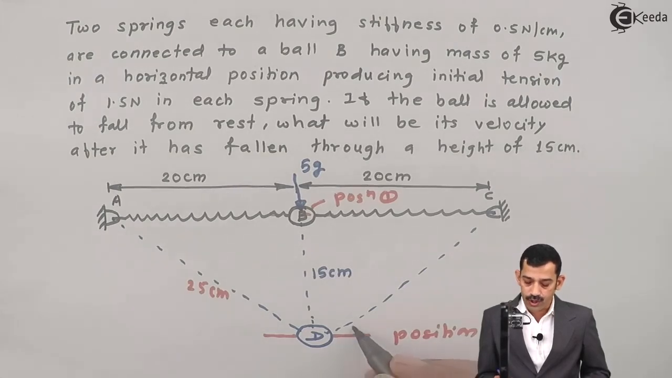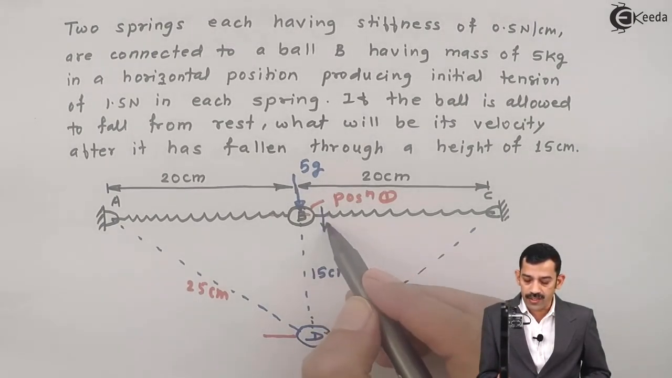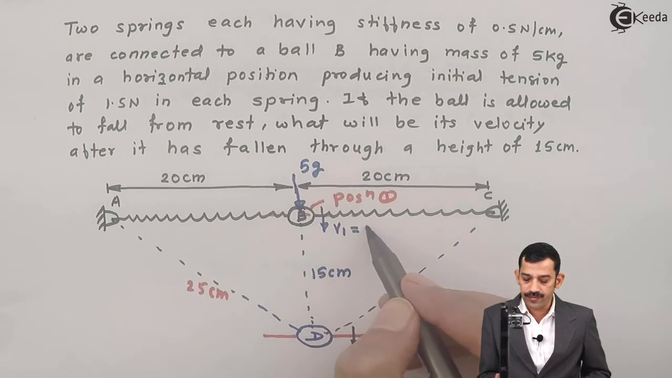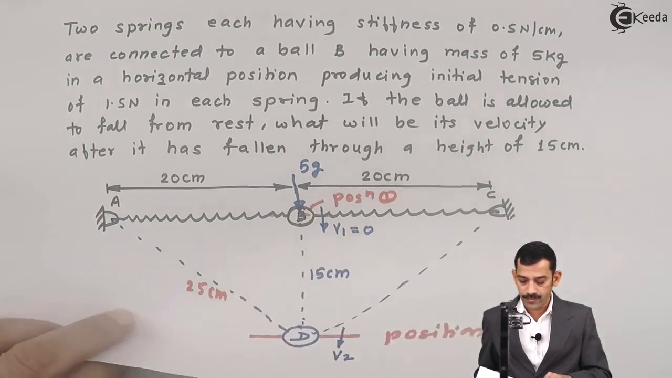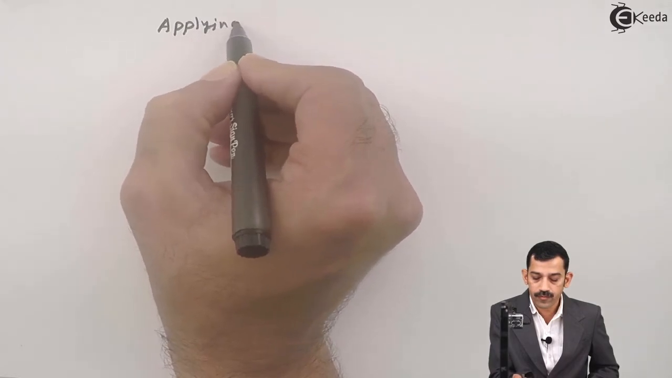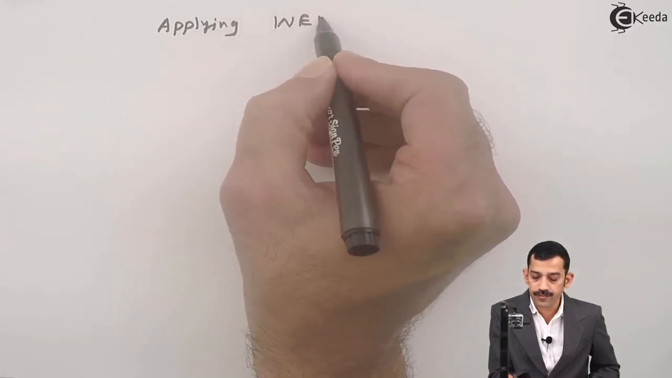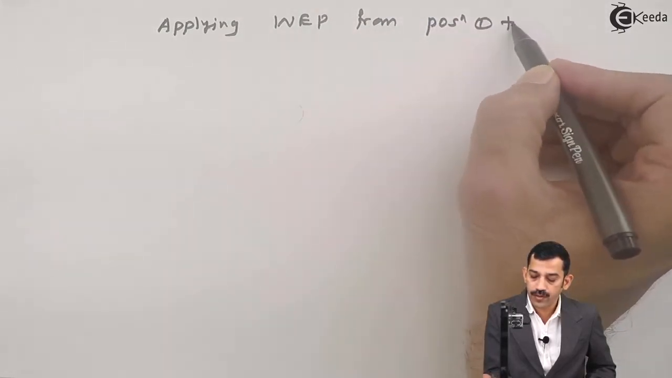Again, at this position 2, you have to find the velocity of this ball, say v2. At position 1, this ball is released from rest, that means v1 is 0. Now the only unknown term is v2, and applying the work energy principle we will find the velocity at position 2. Applying the work energy principle, we will continue on the next page. Applying the work energy principle from position 1 to 2.